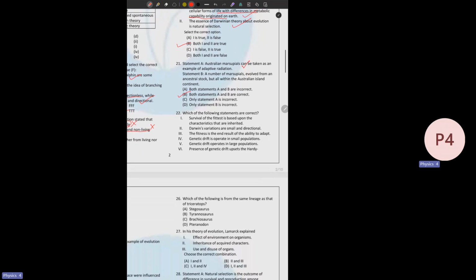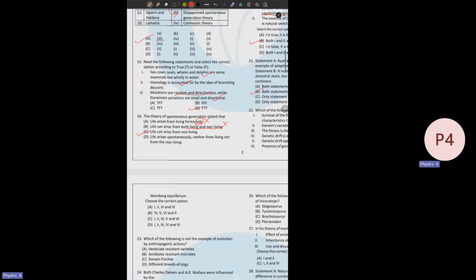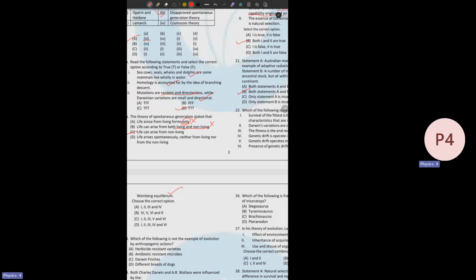Next, which of the following statements are correct? Survival of the fittest is based on the characteristics that are inherited. Darwinian variations are small and directional. Yes. Fitness is the end result of the ability to adapt. Of course, genetic drift operates in small populations. Genetic drift operates in large populations? No. Presence of genetic drift upsets the Hardy-Weinberg equilibrium. Yes, it is also correct. So here, leaving the fifth, every sentence is correct. So here the answer is D.